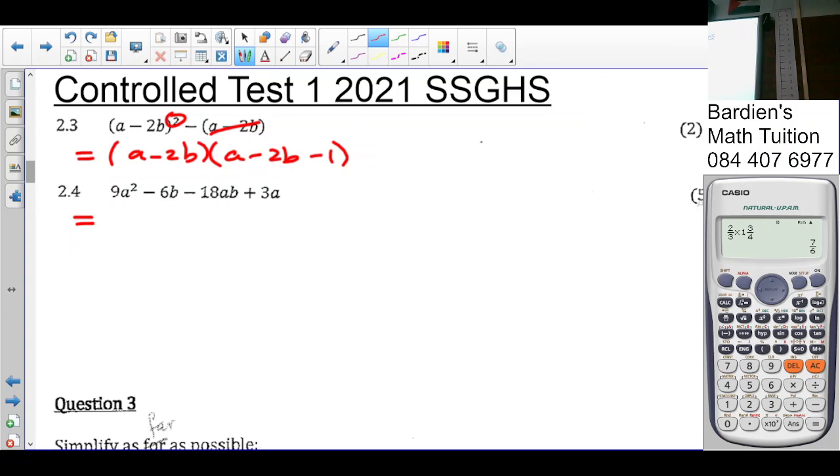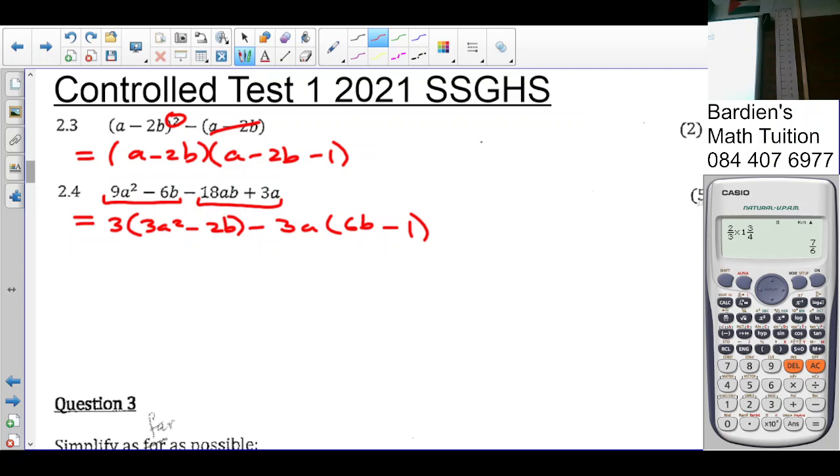What are you going to do here? Grouping. Factorization by grouping. So what's common here? 3. Then I'm left with 3a squared minus 2b. What is common here? Negative 3a. Then I'm left with 6b minus 1. Can we go any further? Yes, you can take 3 out as a common factor.